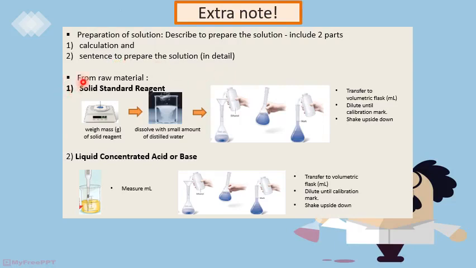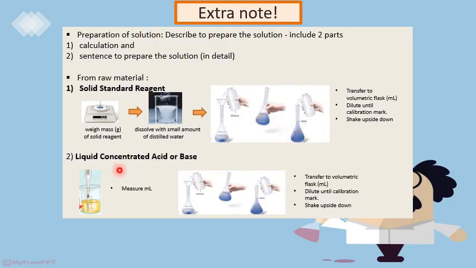Okay, example from raw material, the solid standard reagent. Okay, the sample is solid. So firstly, you must weigh the solid, and then you must mention dissolve with a small amount of distilled water, and then transfer to the volumetric glass, dilute until calibration mark, and shake upside down.